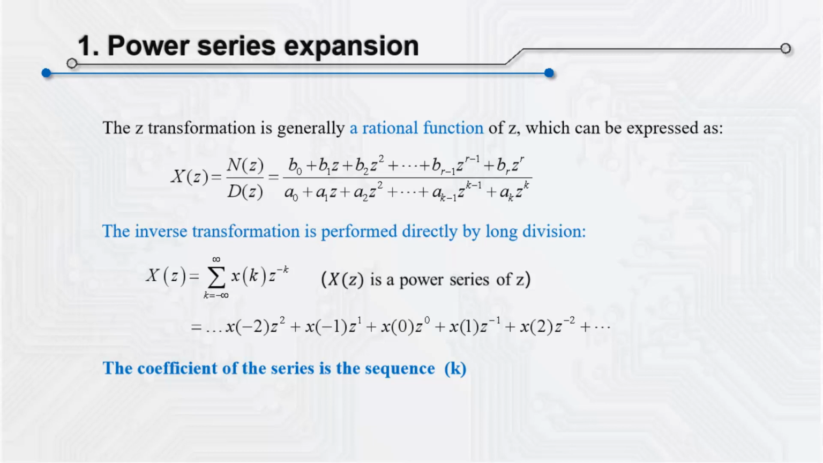Then you can see that after long division, we can expand it into the form of a power series of Z according to the definition of Z transformation. Then, through this definition, you can see the coefficients of the power series are the original sequence x of k, the inverse Z transform of X of Z that we seek. This is the basic principle.